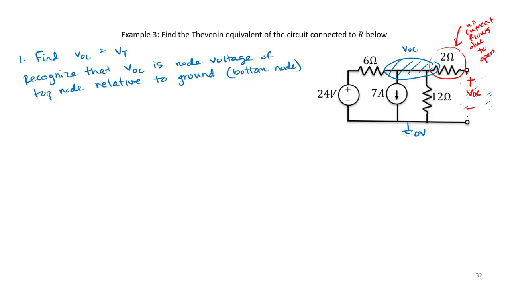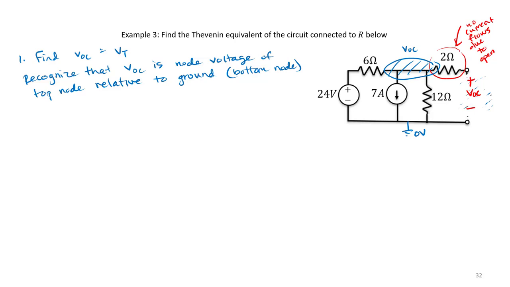So here I'm assigning my bottom node to be ground so that I can determine that VOC. How can we find VOC? Well, there's a couple ways we could do this. We have a shared current source, so we might be thinking super mesh. But notice in this example that once again, that node VOC is awfully convenient. And so for this particular example, I would actually recommend doing node analysis once again.